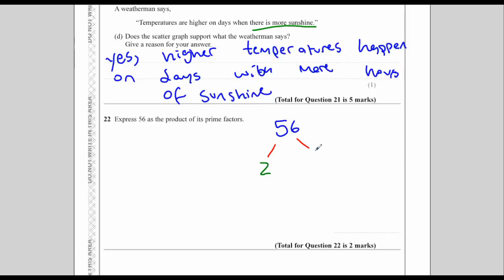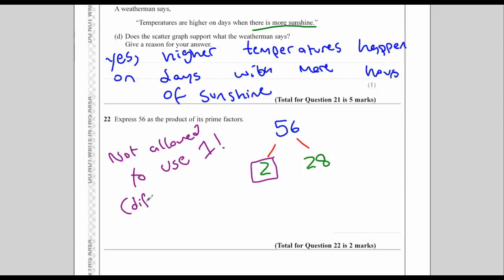2 times what gives you 56? Well, 25 times 2 is 50. So 28 times 2 gives you 56. Going to put the 2 in a square because you can't split 2 up anymore because you're not allowed to use 1. Okay, because that's cheating. You can't say, well, 1 times 2 is 2 because then you're using 2 again. It has to be different numbers. Okay, remember that. Different numbers.